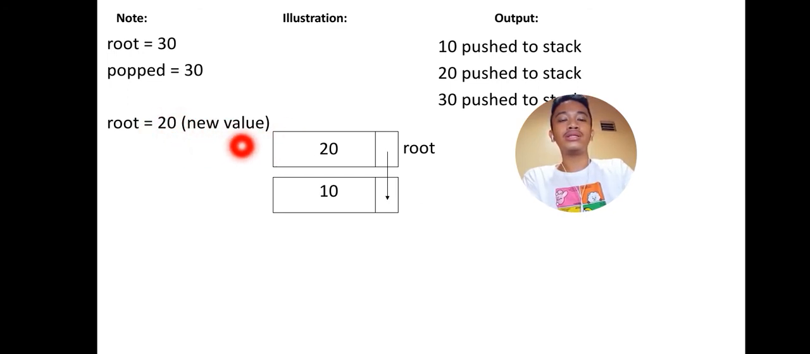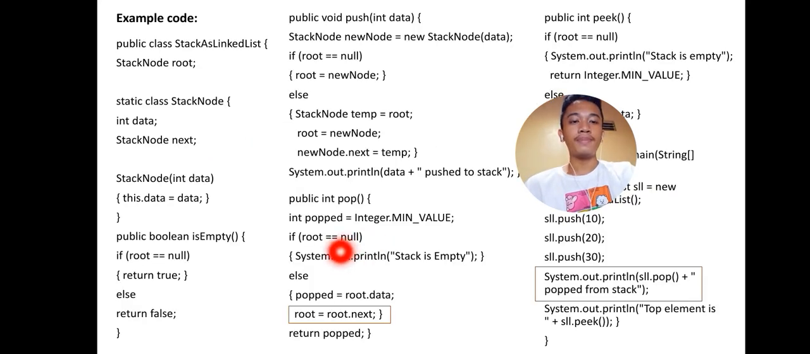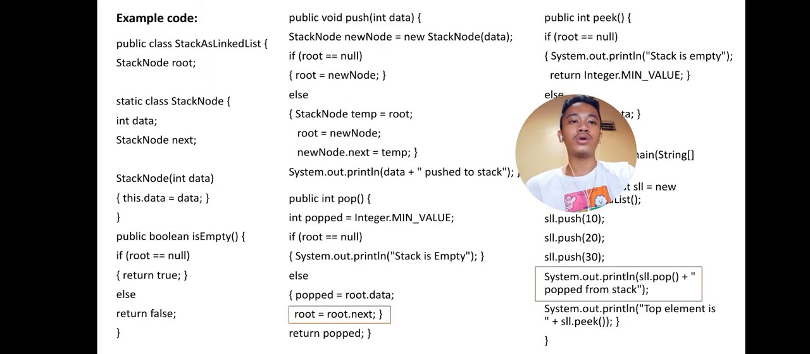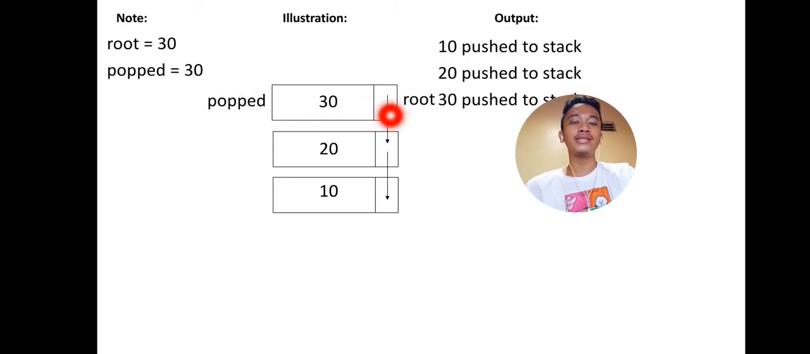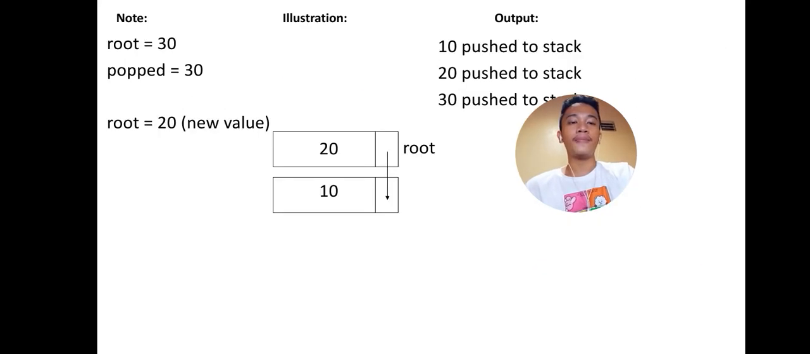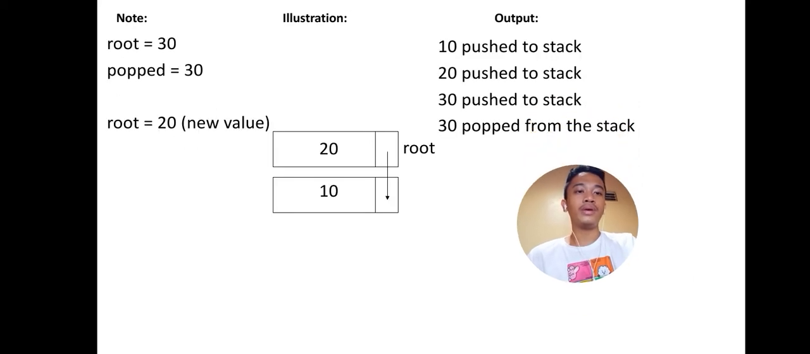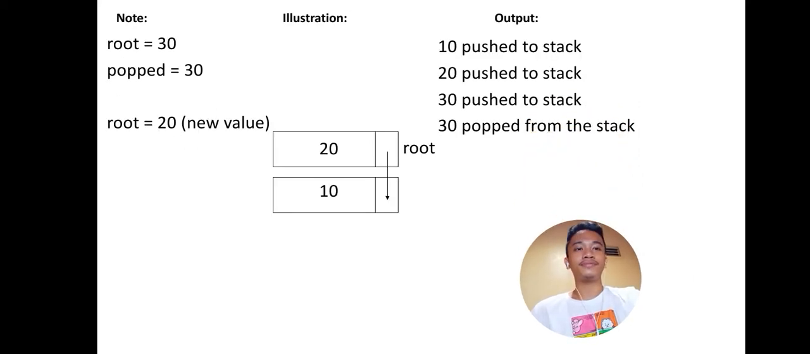So our root is now 20. It is because we already popped our root dot data, which is the 30. So the illustration before, we pop this, so that is why our root now is 20, and it will return pop and print, so that would be 30 pop from the stack.